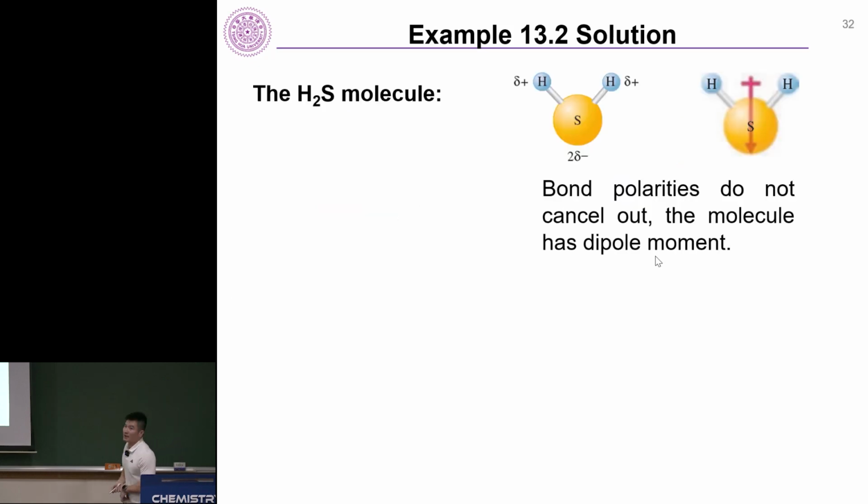And lastly, we have H2S, hydrogen sulfide. Hydrogens are partially positive, and sulfur is partially negative. So we're going to have a permanent dipole that goes this way. We have 2 polar bonds, and this molecule has a permanent dipole. Any questions? So there are 2 parts: whether the bonds are polar, and whether the molecule has a permanent dipole.